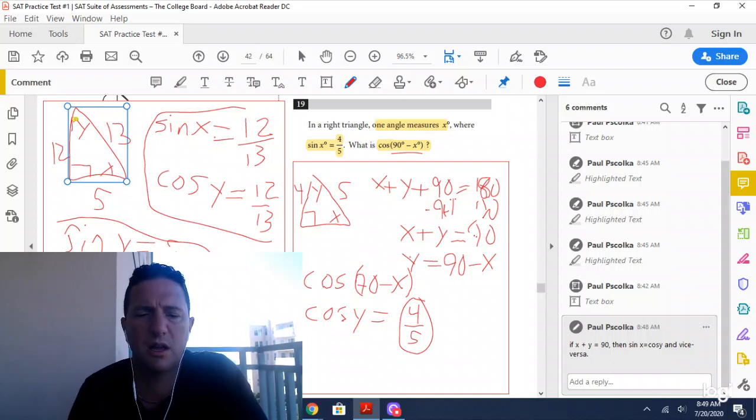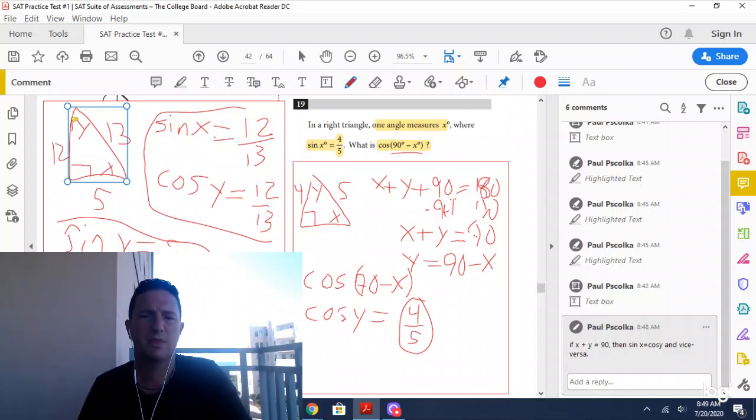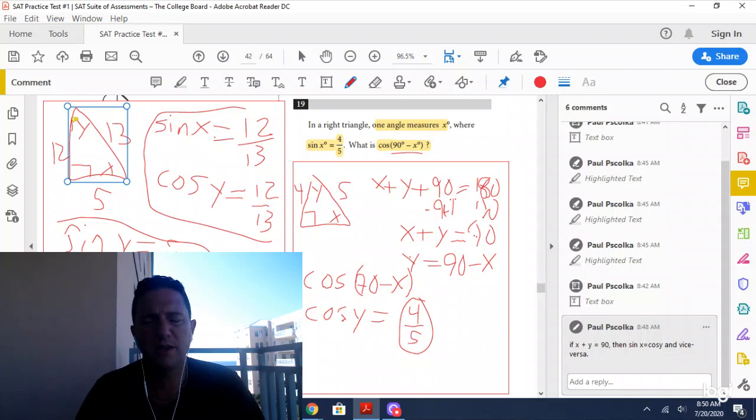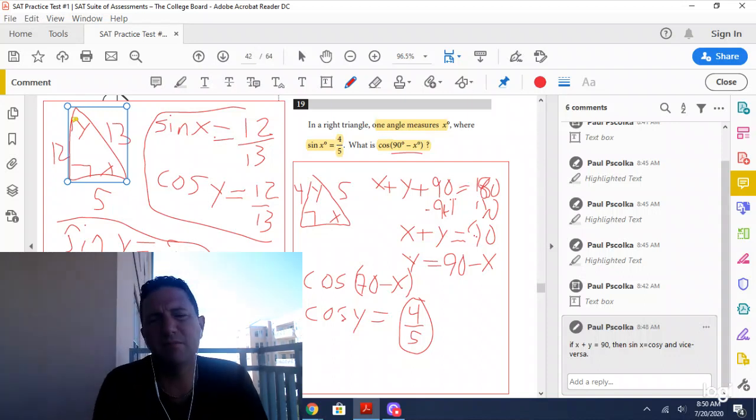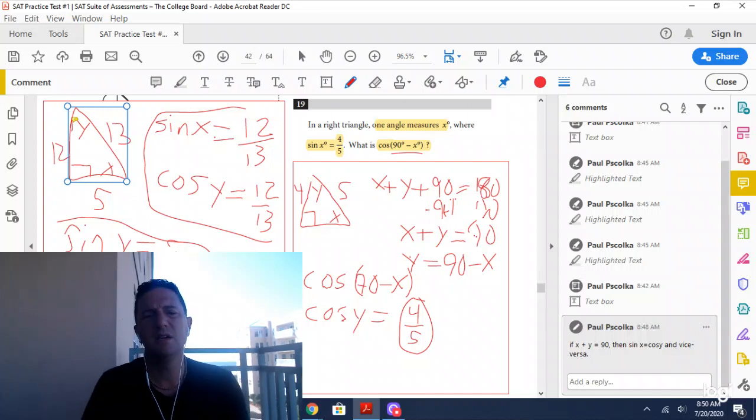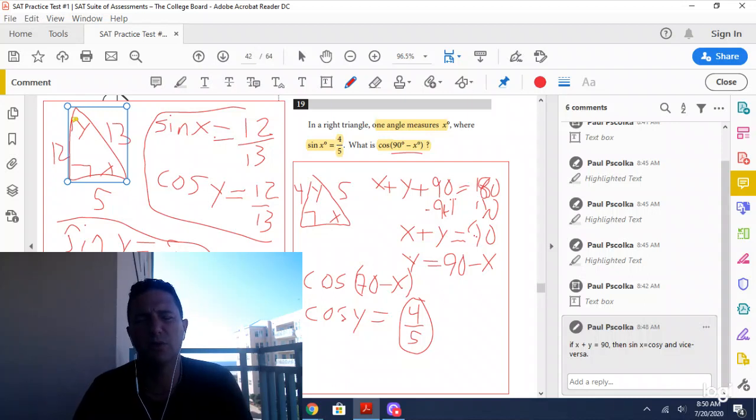So it's almost like the College Board is messing with you with this problem. The answer is actually given in the question. But here's your rule: if x plus y is 90, then sine of x equals cosine of y, and vice versa. So of course x plus 90 minus x will give you 90. So there's virtually no work to be done here. Sine of x is 4 over 5. Cosine of 90 minus x must also be 4 over 5.